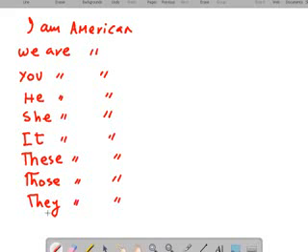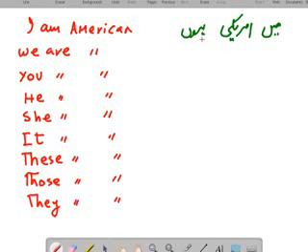So we have some simple sentences. Let's translate them into Urdu. I am American. I, main. I am, main hoon. But hoon will come in the end, and American we will use in between. I am American, main American hoon, or main Ameriki hoon. There is no problem. We can use an English word and fit it anywhere inside the Urdu sentence. We are American. So we'll write hum Amriki hain.